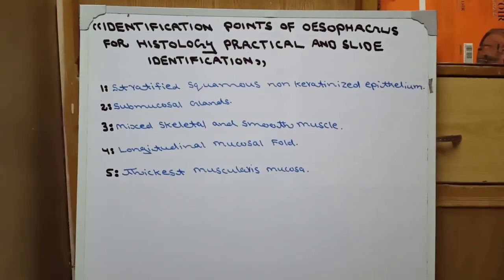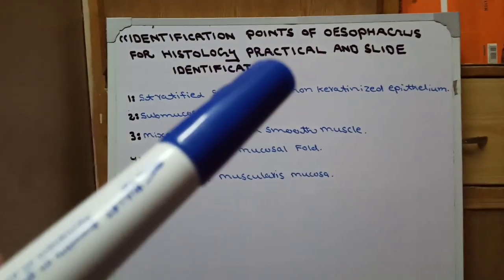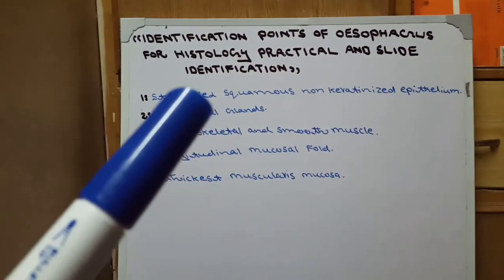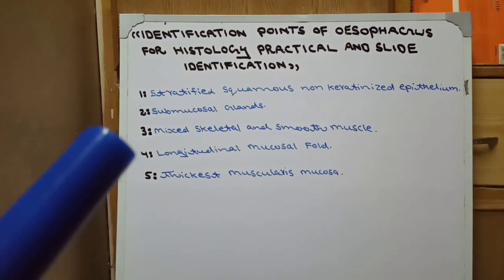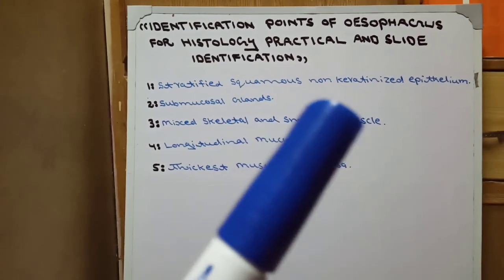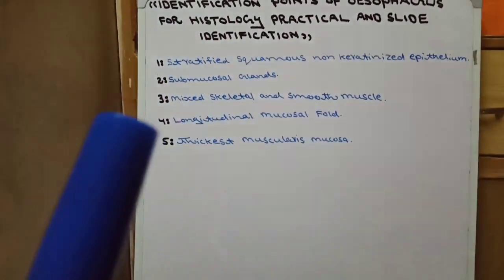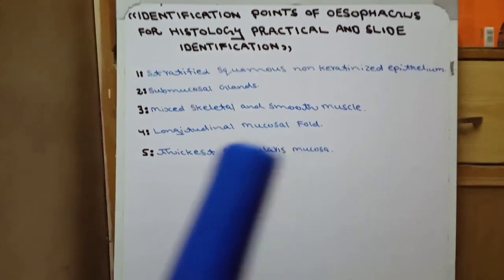Today our topic is related to histology: identification points of esophagus for histology practical and slide identification. There are 5 identification points of esophagus. Number 1, stratified squamous non-keratinized epithelium. Number 2, submucosal glands. Number 3, mixed skeletal and smooth muscle.